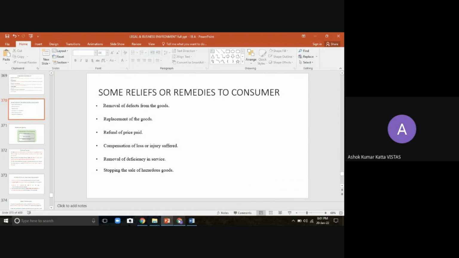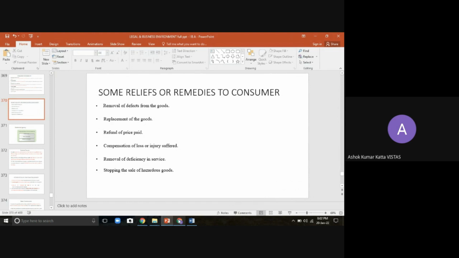Then, next, last but one: removal of deficiency in service. Sometimes what will happen? They will provide the product, they will provide services, but all these products and services are provided insufficiently. You are not at all comfortable. By that time, you can file a case because you are not at all happy with the services you have received from them.